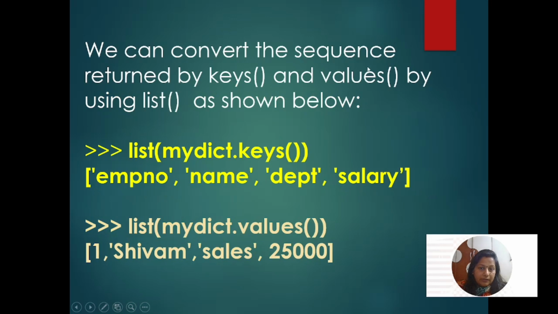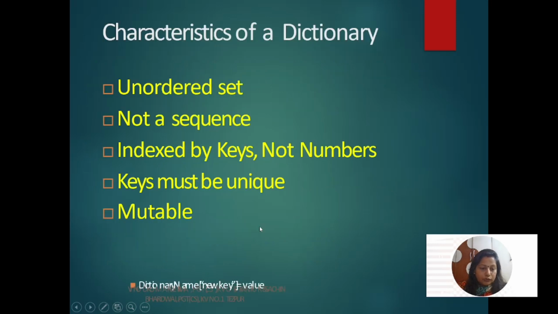Okay, and we can convert the sequence returned by keys and values using list. Okay, list of my dict.keys(), it will be converted to a list. So the particular keys are going to be converted to list format. The same way for the values also.